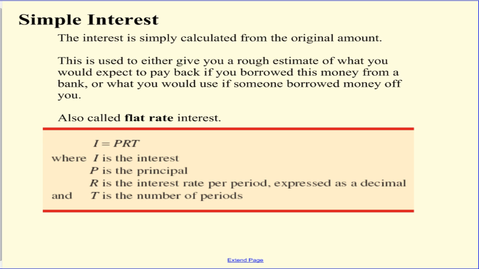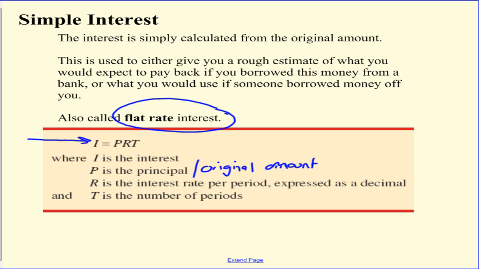As a little side note, simple interest is also called flat rate interest, and the formula we're going to be using today is the one right there. I equals PRT. I is the interest, P is the principal. Now the principal also stands for the original amount you deposit, and R is the interest rate expressed as a decimal. So remember, when you have a percentage, you need to divide it by 100 to get it in decimal form, and T is the number of periods, or just time.